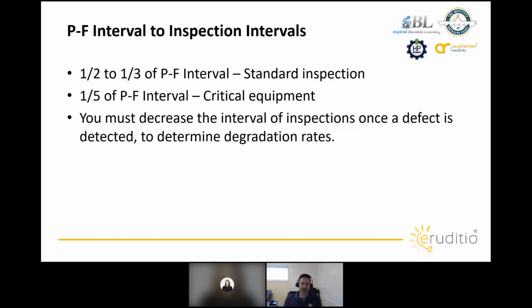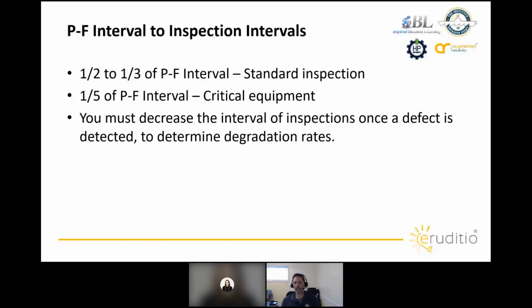However, there's a caveat to this. We have to have enough time to plan, order our parts, schedule, and execute that work before that functional failure. If we don't have enough time for that, we may have to shorten up that interval. So we might have to go to 3 weeks to give us enough time to perform that planning and scheduling or work management function and execute that work.